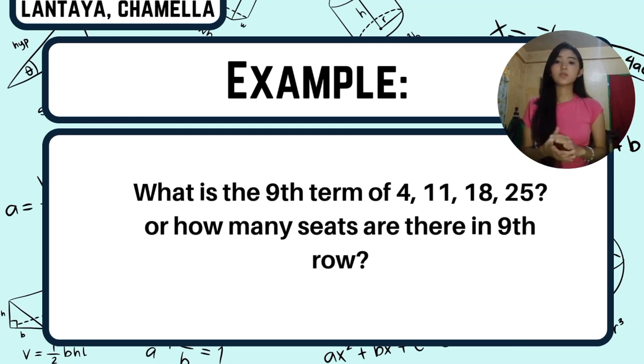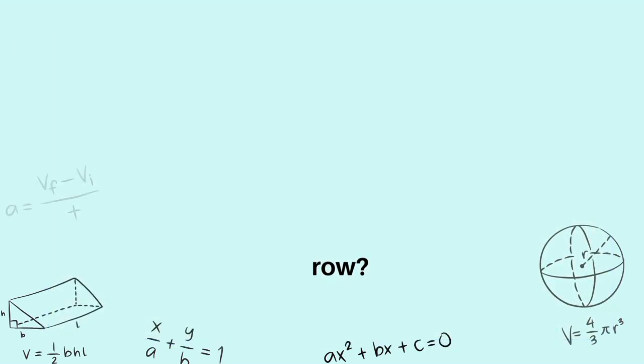Here are the guide questions based on the situational problem that we have created. The first question is, what is the ninth term of 4, 11, 18, and 25? The second one is, how many seats are there in the ninth row? We will get the answers after we have solved it.